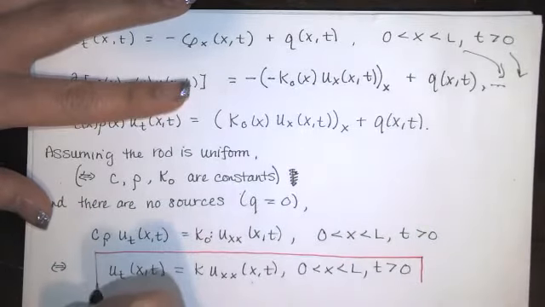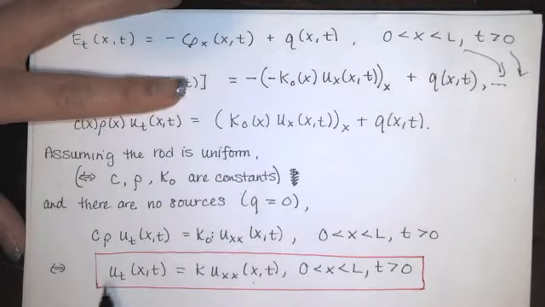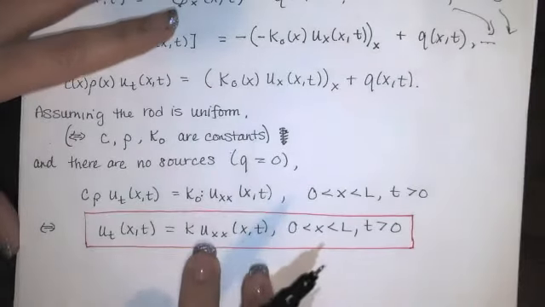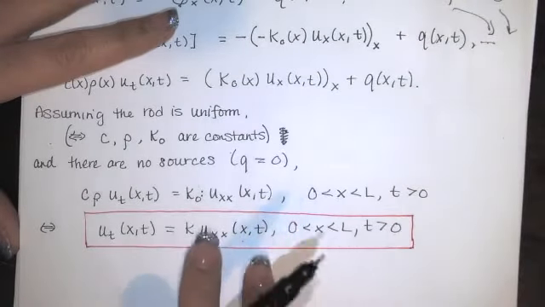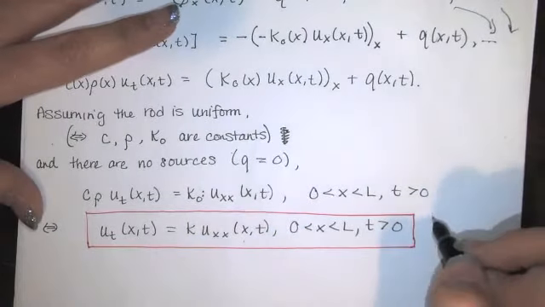This says that the time rate of change of the temperature in the rod, holding our position in the rod constant, is equal to some constant times the second partial derivative of that temperature with respect to the spatial variable. I think that's pretty cool.